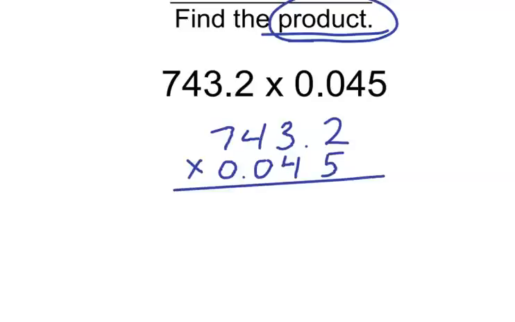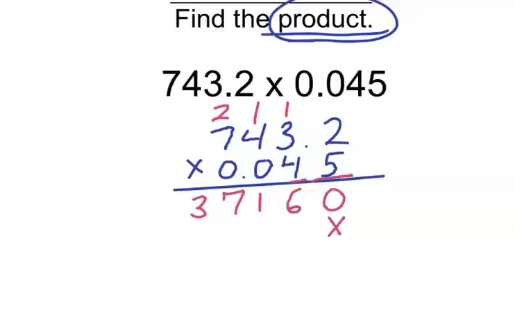We have 5 times 2, which is 10. 5 times 3 is 15, plus 1 more is 16. 5 times 4 is 20, plus 1 more is 21. 5 times 7 is 35, plus 2 more is 37. Okay, we'll put the little space here. Now we're done with the 5.